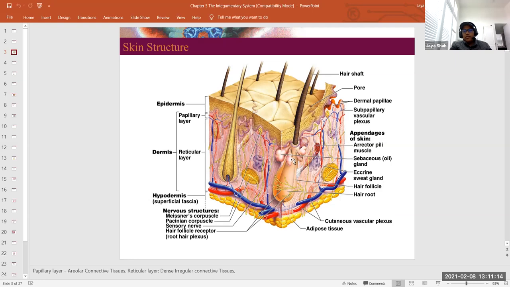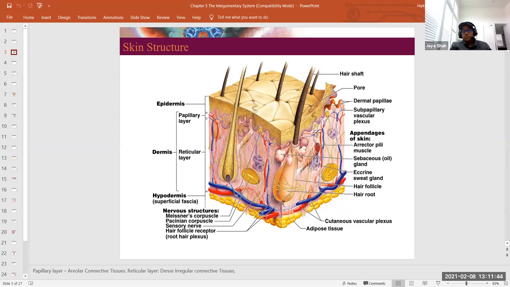Attached to this hair follicle, you have glands. You see here, nest-like glands attached to it. Those are called oil glands, sebaceous glands. Also attached to the hair follicle, there is another smooth muscle. You see, that is called the erector pili muscle. This muscle starts from here. The erector pili muscle is attached here to the tendon, and then it goes all the way to the dermis.